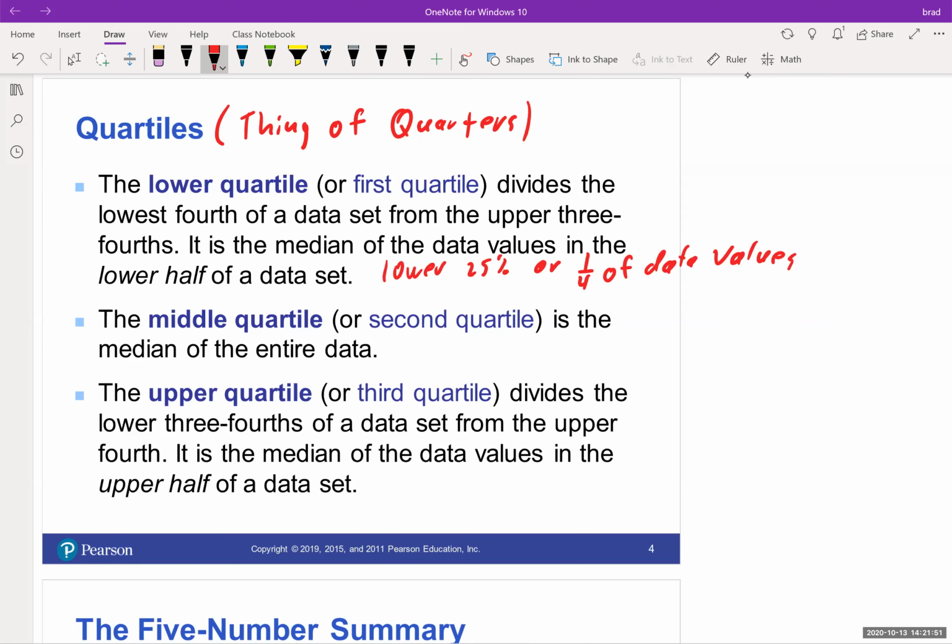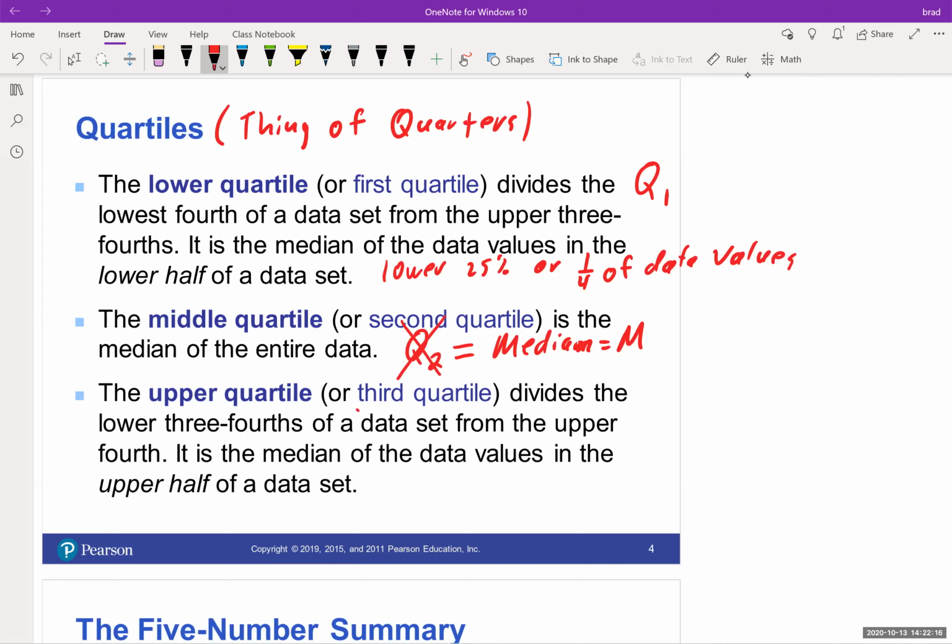The middle quartile, or second quartile, is the median. Technically, you call the first one Q1, and technically this is Q2, but nobody ever uses Q2. They just call it the median, or just M. We never really write Q2, even though it's quartile 2. Normally, we just call it the median. The middle quartile is the median.